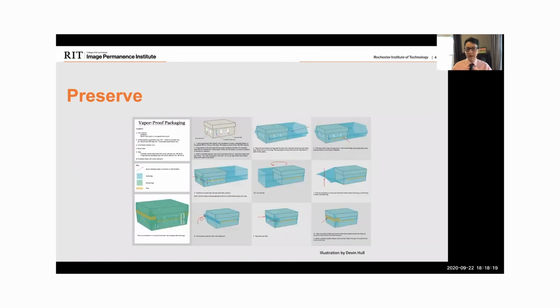Similarly, for things that require low temperature storage, such as frozen storage, if you have a freezer that doesn't have relative humidity control, you can make these vapor-proof packages. You can find on other resources how to make these vapor-proof packages, but we made this really simple visual diagram with instructions on how to make one.